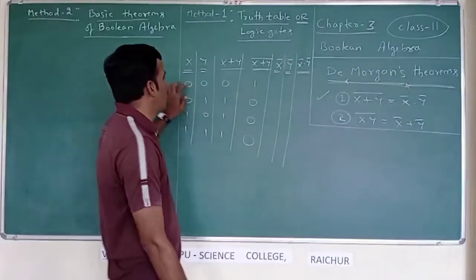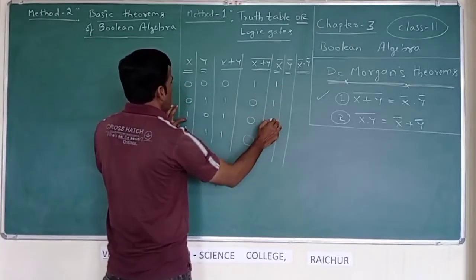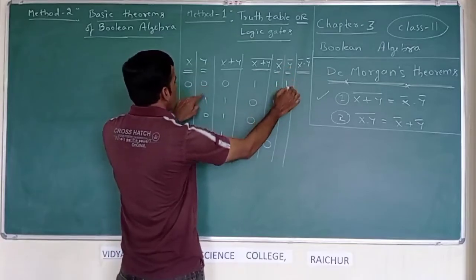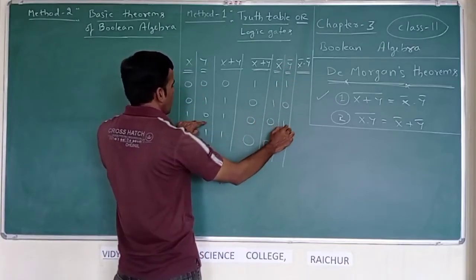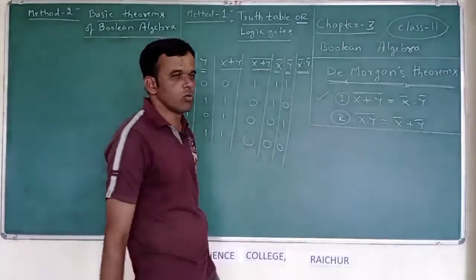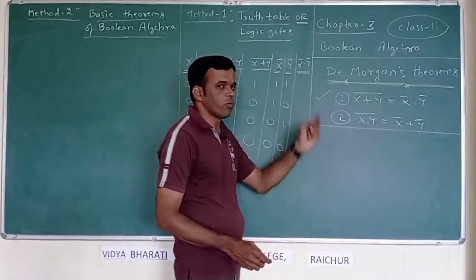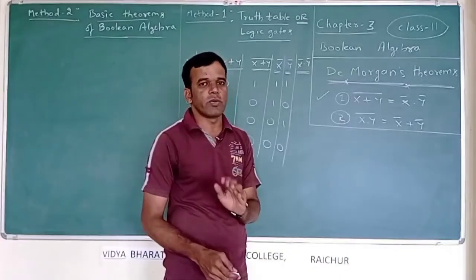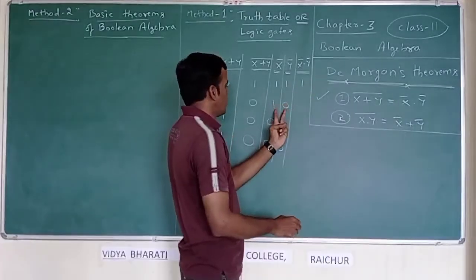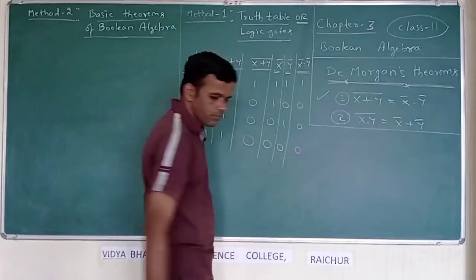X bar, the complement of the x column, is 1 1 0 0. It's y bar here, 1 0 1 0. Now the product of these two, x bar into y bar. The AND operation says that the answer is 1 when both are 1, otherwise it is 0. Here we are having both as 1, so it is 1. In the remaining cases it is going to be 0.